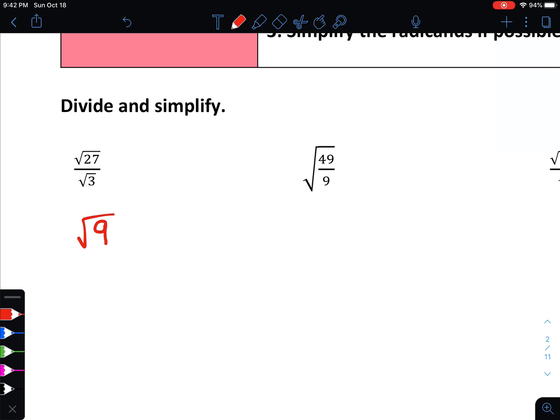Then we'll go ahead and simplify. Square root of 9 actually is a perfect square, so we can simplify that all the way to saying the answer is 3.